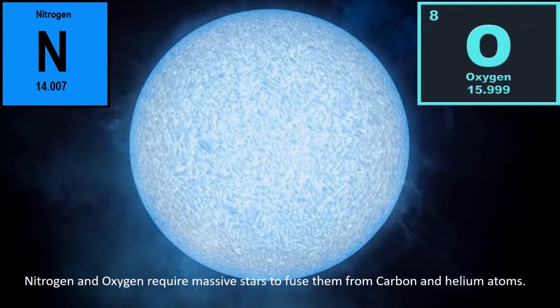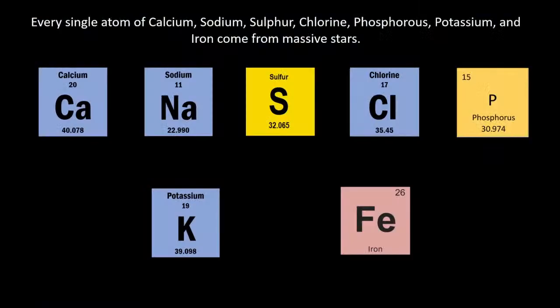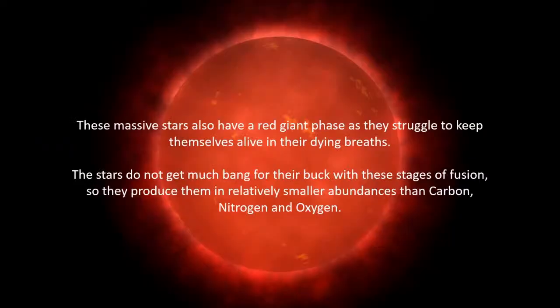Every single atom of calcium, sodium, sulfur, chlorine, phosphorus, potassium and iron comes to us from the later stages of fusion as massive stars fail to keep themselves alive in their dying breaths. The stars don't get much bang for the buck with these stages of fusion, so they produce them in relatively smaller abundances than carbon, nitrogen and oxygen.